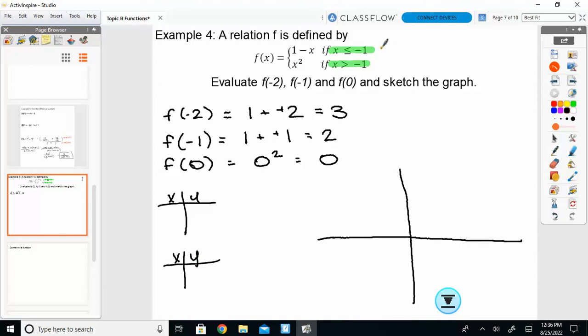Okay, so the first piece has to start with -1, and then we need things less than that. So maybe -2 and -3. So if we put in -1, we got out 2. We already figured that out. If we put in -2, we get out 3. -3, so 1 minus -3 is 4. So let's plot that. -1, 2. -2, 3.